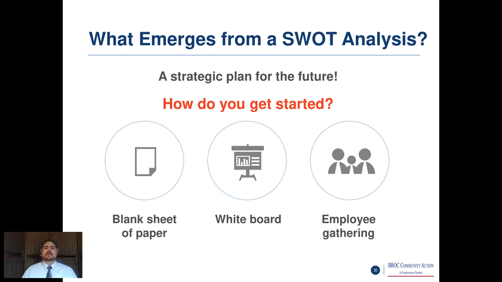So what emerges from a SWOT analysis? We've gone through the strengths, the weaknesses, the opportunities, and threats. Well, the idea is to have all of these laid out together so you can look at them and really think about them in depth over time to create a strategic plan for the future. So you can get started with this with a blank sheet of paper, a whiteboard if you want to have multiple people involved, or if you have employees, bringing together the employees so they can think about and talk about the different aspects that you may not be aware of.